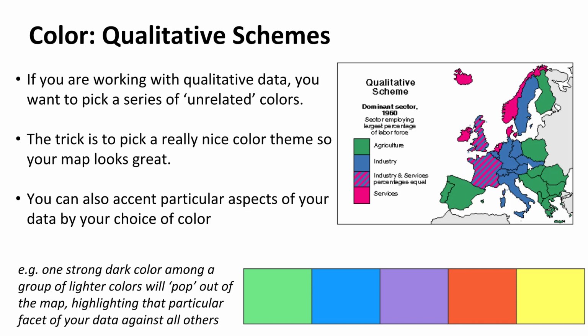So for this map over here, it's a qualitative scheme. We're looking at the dominant sector in 1960. So we have agriculture, industry and services are equal, or services. And so in this map here, these industries, they're not related to one another. So we wouldn't want to do like a dark green, a light green, a lighter green, or anything like that. Instead, we want to have very different colors representing very different industries.